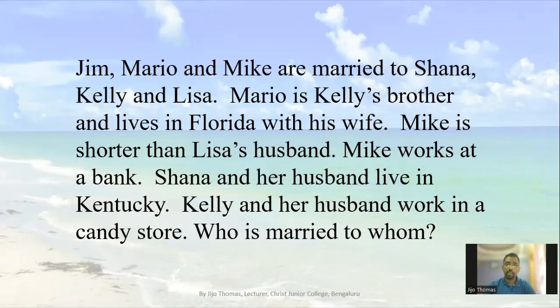Jim, Mario, and Mike are married to Shanna, Kenny, and Lisa. Mario is Kelly's brother and lives in Florida with his wife. Mike is shorter than Lisa's husband. Mike works at a bank. Shanna and her husband live in Kentucky. Kelly and her husband work in a candy store. Who is married to whom?